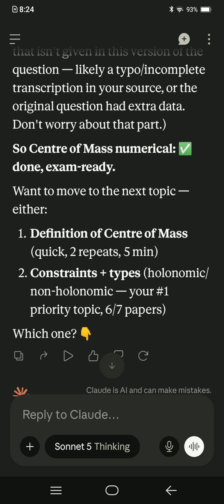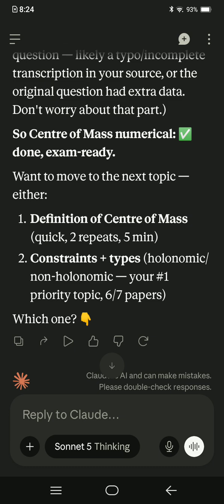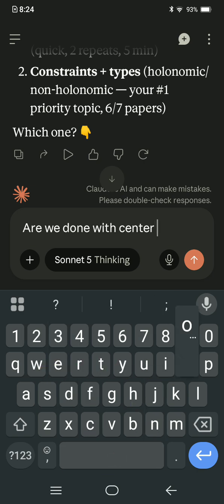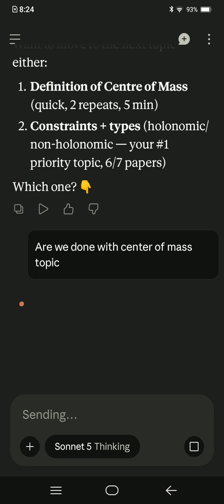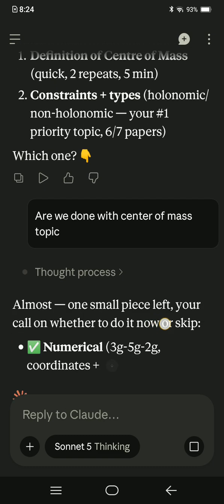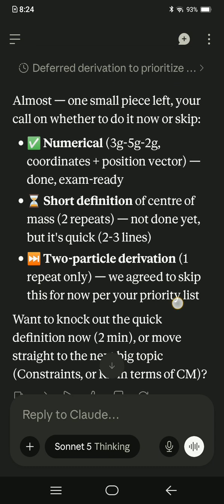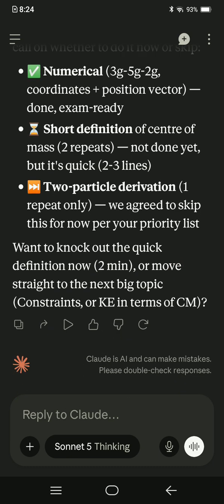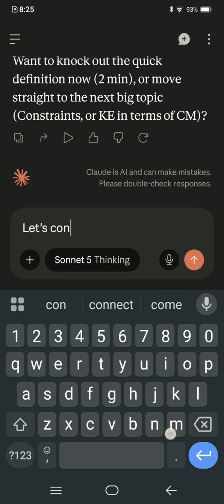Want to move to the next topic, either definition of center of mass, constraints plus types. Are we done with center of mass topic? Almost, one simple piece left. Your call on whether to do it now or skip. Want to knock out the definition now or move straight to the next quick topic? Let's complete this.